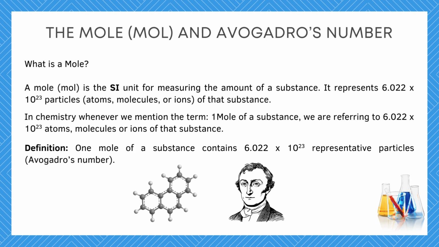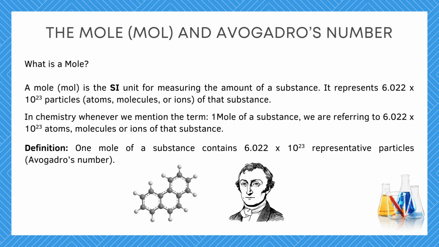So let's proceed. Let's talk about the mole before we move on to Avogadro's number. What is a mole? A mole is spelled in two ways. There are some scientists that spell it as MOLE, some spell it as MOL. Whichever way you prefer is absolutely fine. A mole is the SI unit. SI stands for Standard International. It is the standard international unit for measuring the amount of a substance.